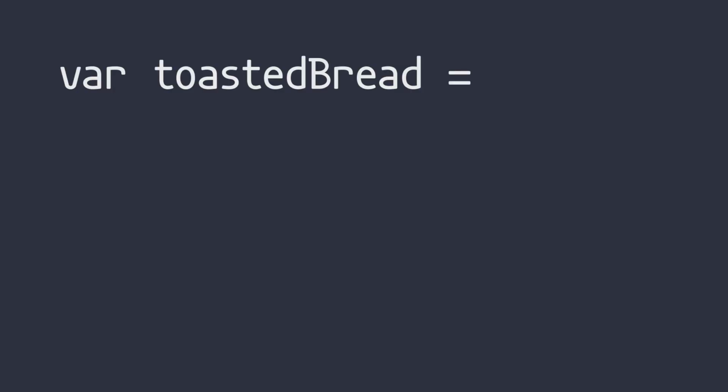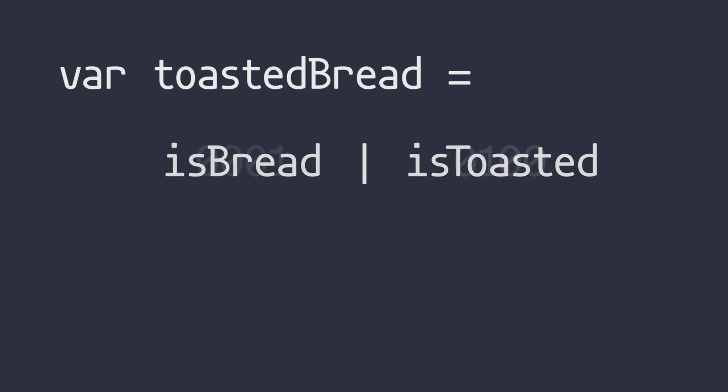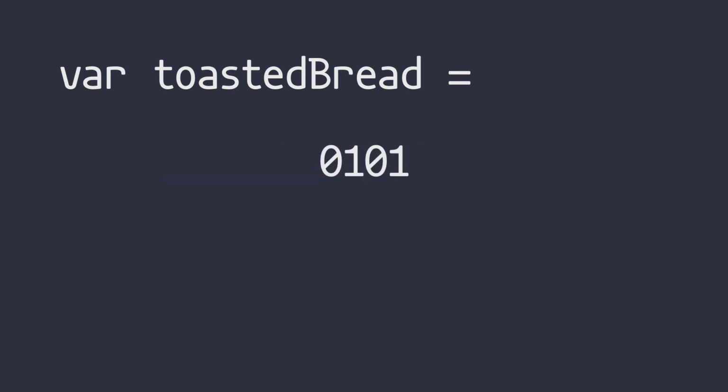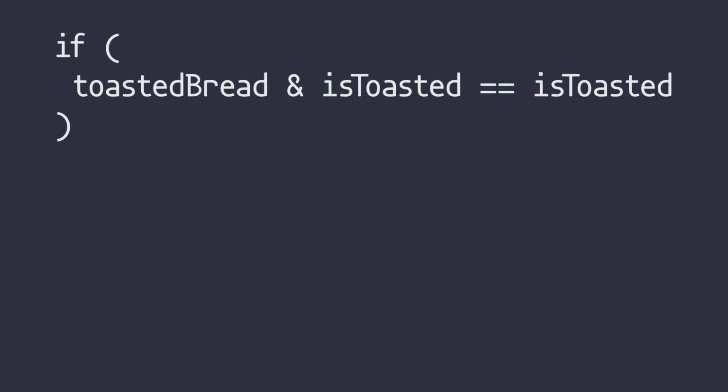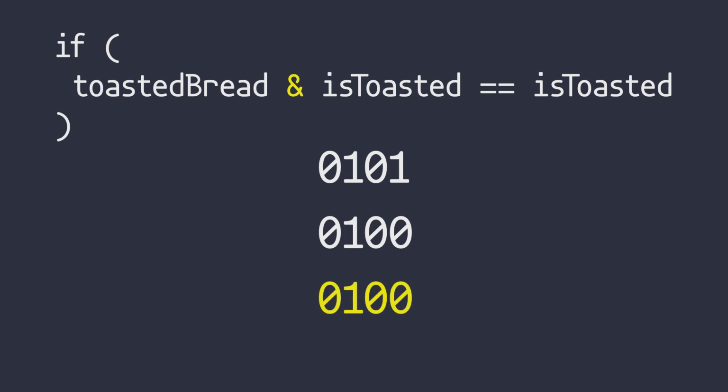Now we can create some variables using combinations of these flags by ORing them together. Let's say toastedBread is isBread and isToasted ORed together, resulting in the binary 0101. And in our code, we can check to see if the bread is toasted or not by using AND against the isToasted bit mask. The AND here will compare the variable with the isToasted bit mask, zeroing out any bits in toastedBread which aren't in isToasted. The result in this case will be 0100, since our bread is actually toasted.